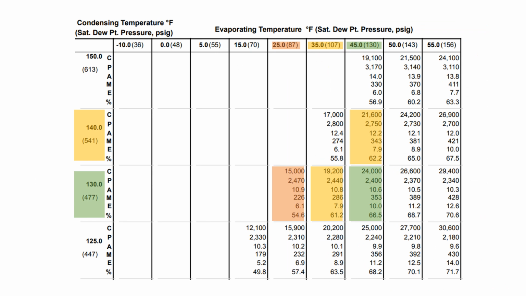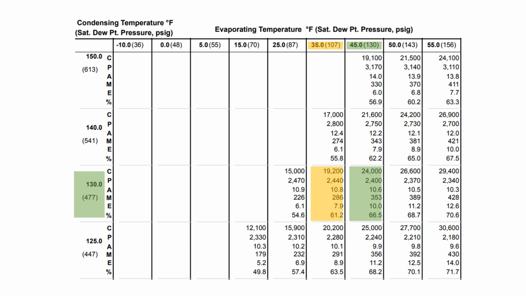AHRI rating for this compressor is at 45 degrees or 130 psig suction and 130 degrees or 477 psig discharge pressures. I have shown this in green, and you can see that under these conditions, the compressor will be able to produce 24,000 BTUs per hour at approximately 10.6 amps and a mass flow of 353 pounds per hour.